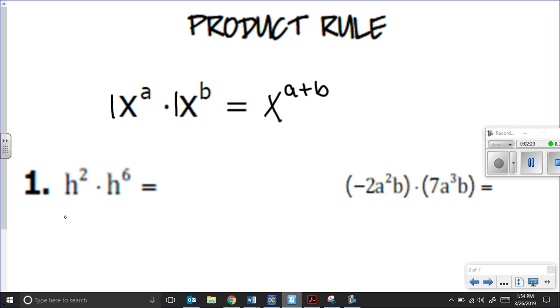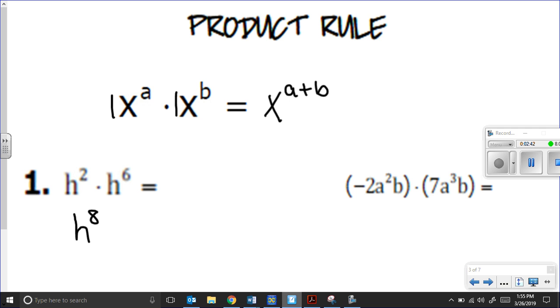So in example 1, we have h to the second power times h to the sixth power. So the coefficients are 1, so we have the 1h, and then the exponents are 2 and 6, so we're going to add those, and we end up with h to the 8th.